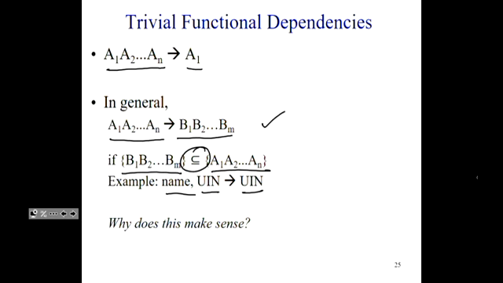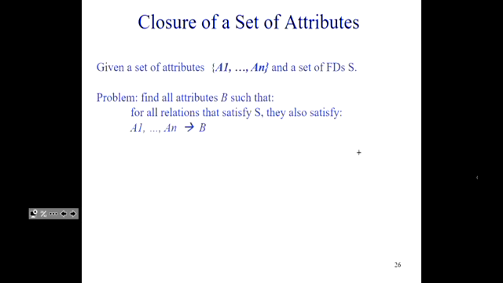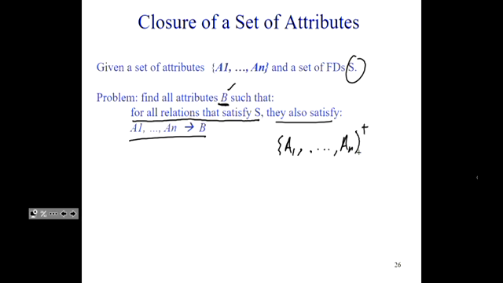Any questions about this? Okay. So let's talk about the notion of a closure of a set of attributes. Okay, so given a set of attributes A1 through AN and a set of functional dependencies S, I want to find all the attributes B such that for all of the relations that satisfy S, they also satisfy A1 through AN implies B. So I want to find each of those attributes, and the way to denote this is as A1 through AN with a plus sign on top. So this is a closure of a set of attributes.